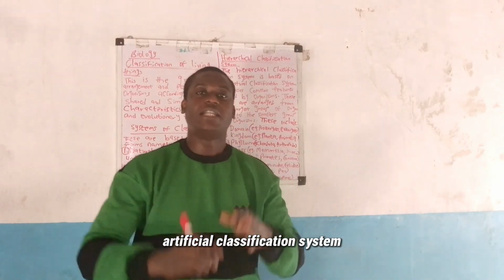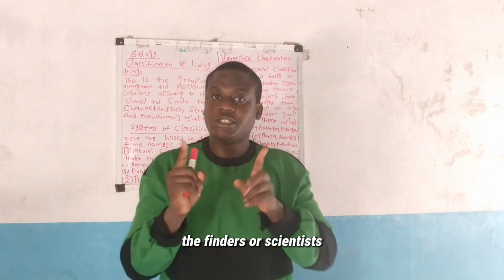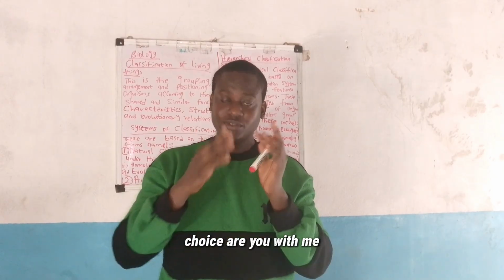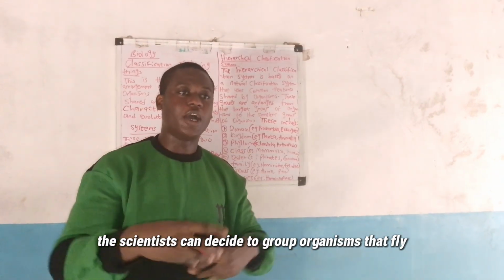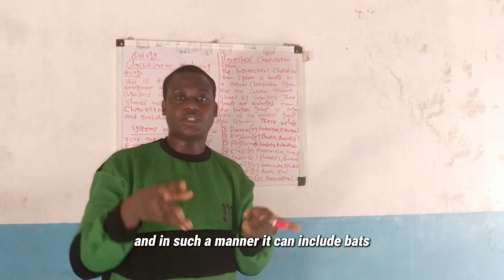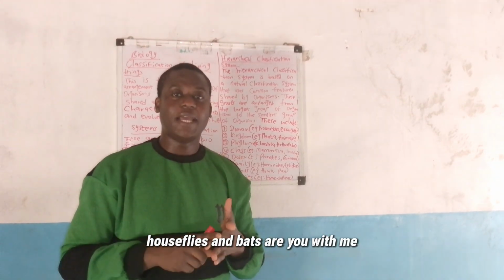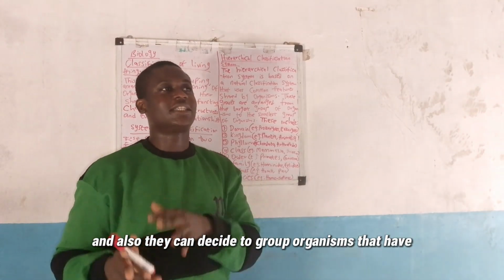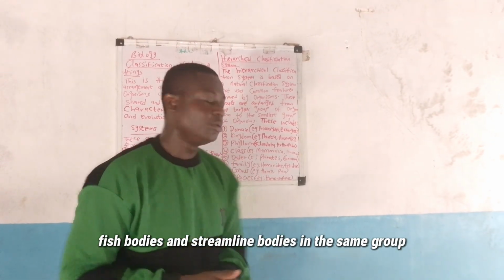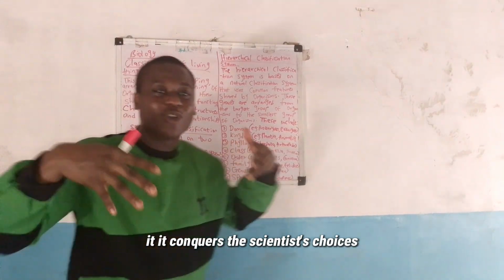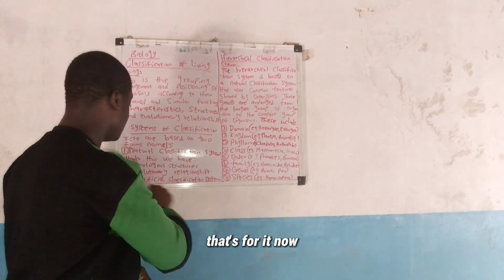Number 2, artificial classification system. Artificial classification system is a classification system that incorporates the finder's or scientist's choice. Are you with me? That is to say that the scientist can decide to group organisms that fly in the same group, and in such a manner it can include bats, houseflies, and birds. And also they can decide to group organisms that have fish-like bodies and stream-like bodies in the same group. So that's artificial classification system. It includes the scientist's choices. Are you hearing me? That's it.